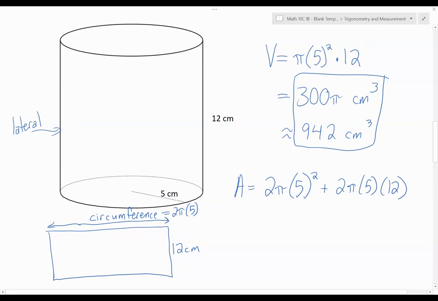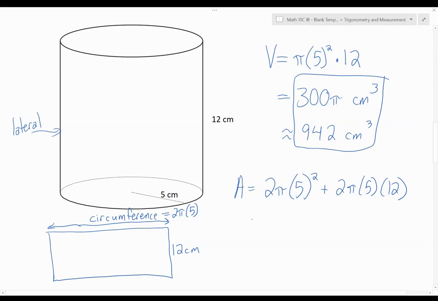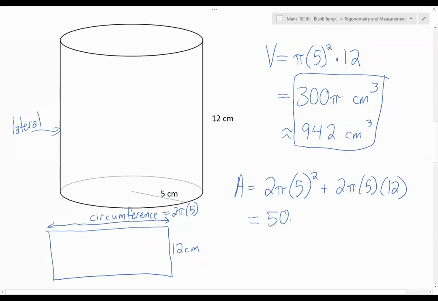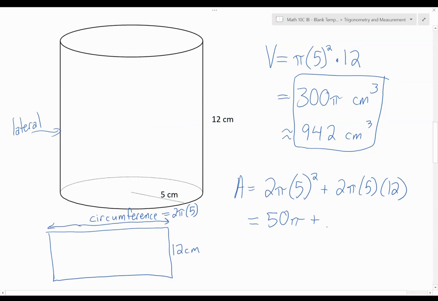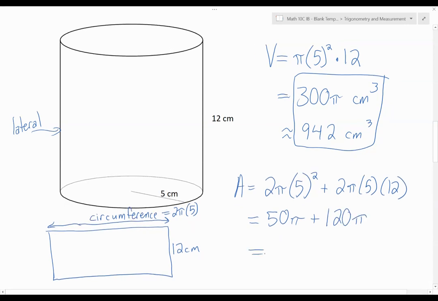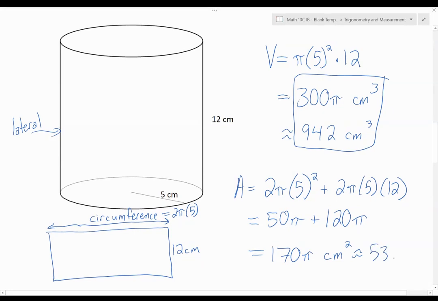Now, depending on the actual context, you might have a cylinder that doesn't have a top and a bottom, in which case you're only using the lateral area. Or maybe it only has a bottom and no top, in which case you're using just one circle. So you kind of have to be smart about it and adjust as necessary. If I am using an exact value, then the circles are going to be 50 pi. And the lateral area is going to be 120 pi. So altogether, the total area is 170 pi, and this is centimeters squared. Or if I want it as an approximation, 170 times pi is about 534 centimeters squared.